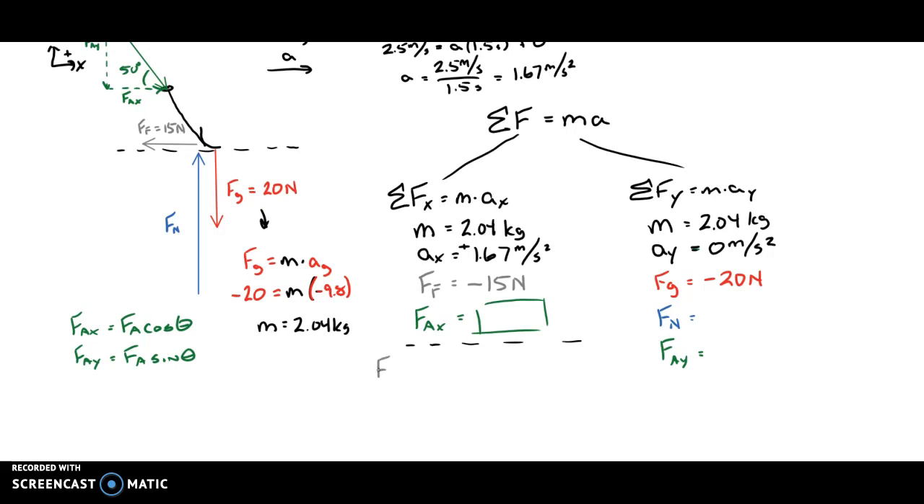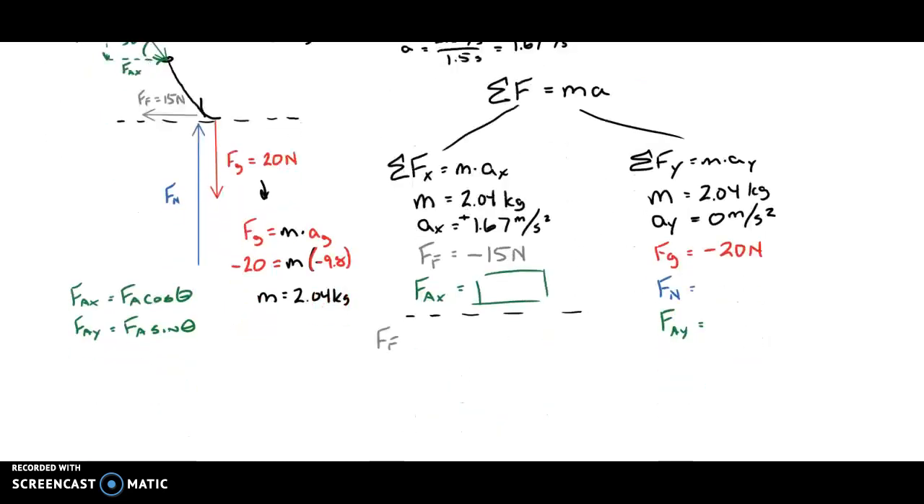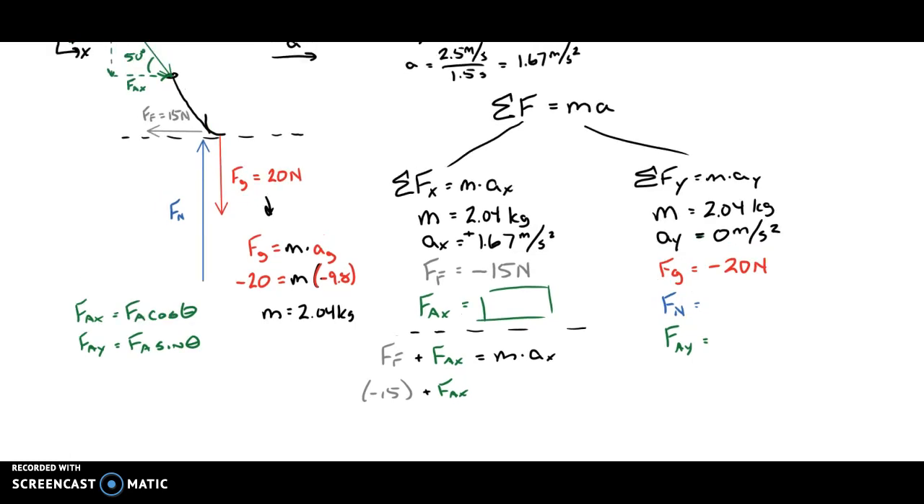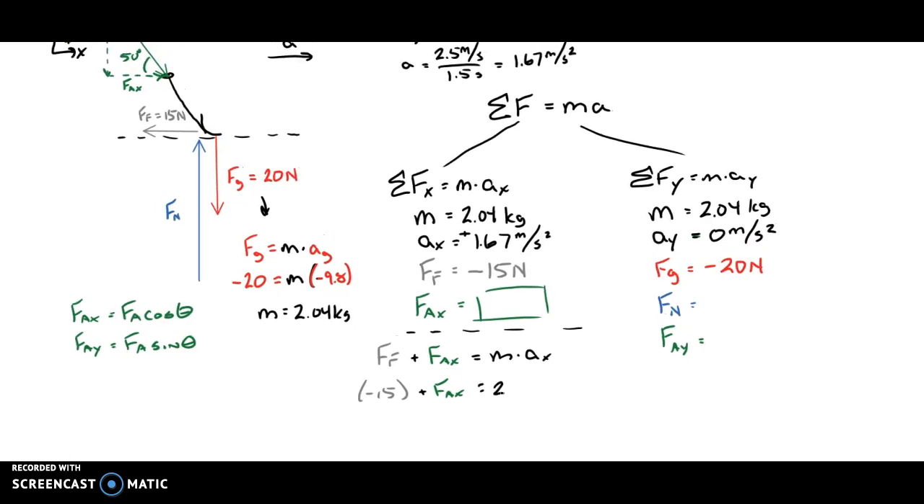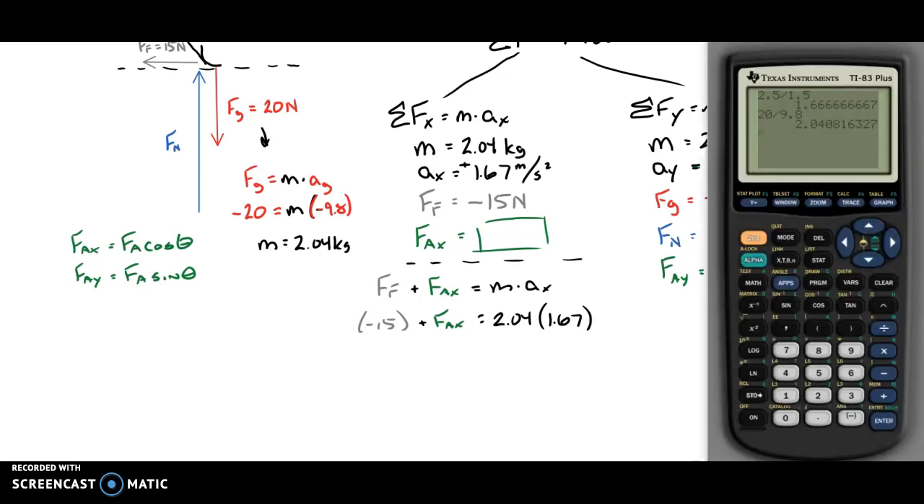In this case, I have friction, and I have the applied force in the x direction. Those forces have to add up to the mass times the acceleration in the x. And when I plug in those values, I get negative 15 plus F in the x equal 2.04 times 1.67. And the only thing I'm missing is FA in the x, and I can solve for it.